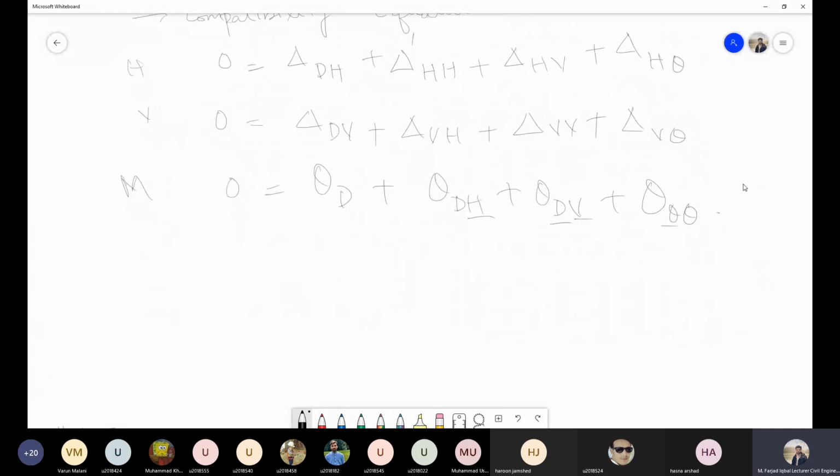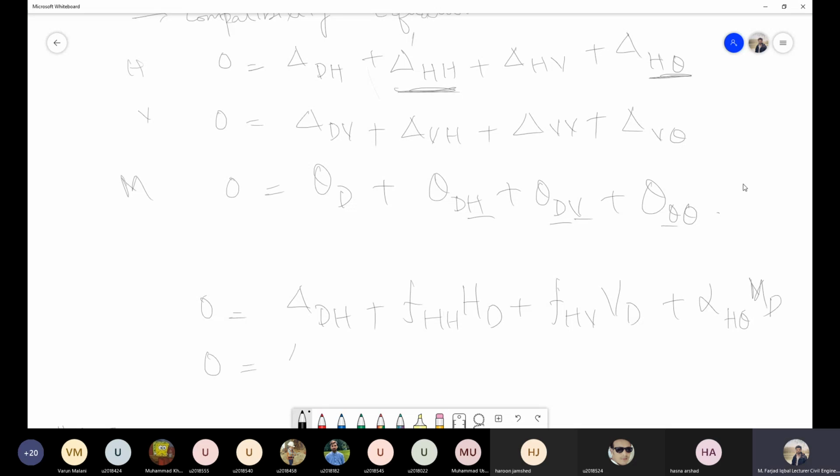So this is the compatibility equation, and if I simplify this one, I will get from the first equation 0 is equal to delta DH. Then this I can replace with FHH into HD, since it is due to the horizontal load. Then FHV into VD plus the last one as alpha, because it is the rotation, so we should have angular flexibility with this one. That will be alpha H theta into MD.